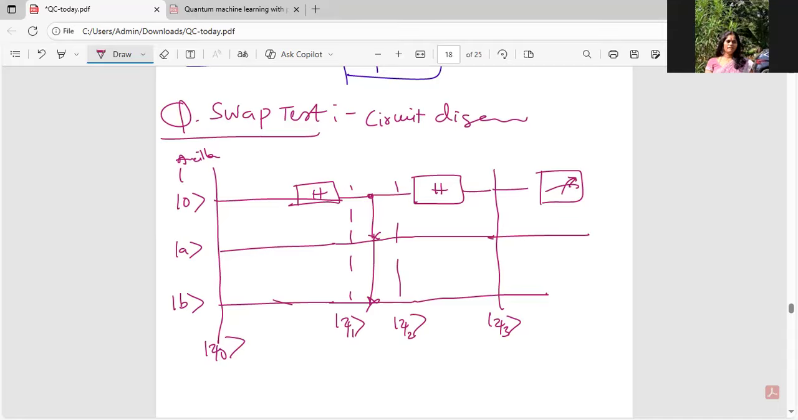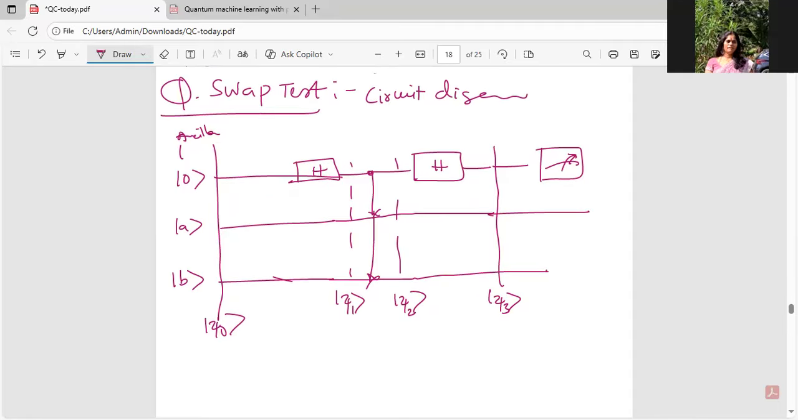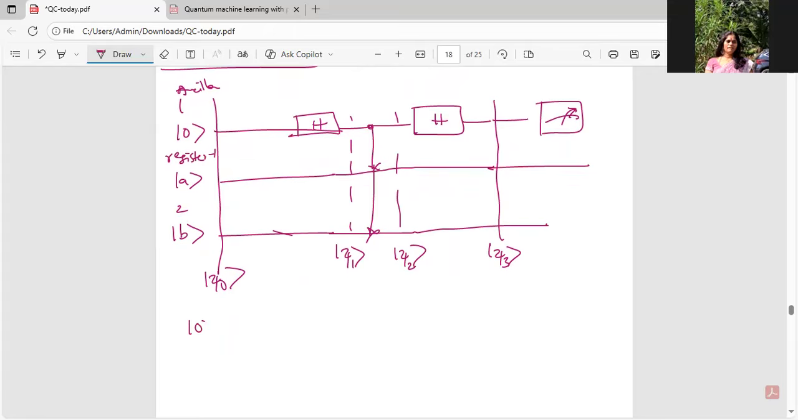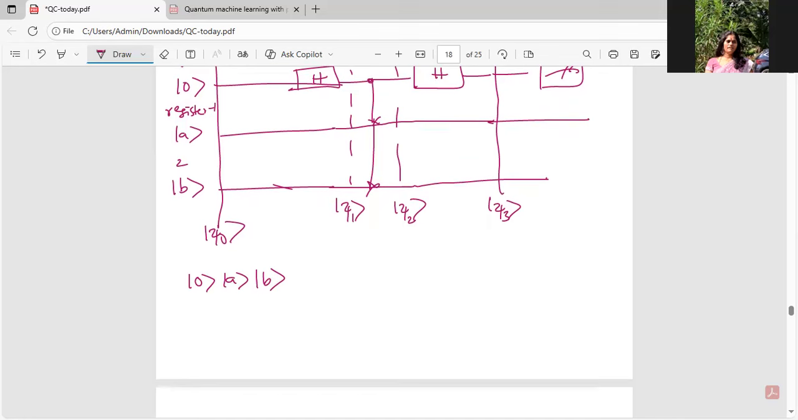I'm sending 0, the ancilla bit. Of course, I will call it register 1, ancilla, register 1 and register 2. See here how they will look like is 0, A and B. They will look like this. Now, what I'm doing is sending this through a Hadamard gate. Hadamard gate, 0 only I'm sending.